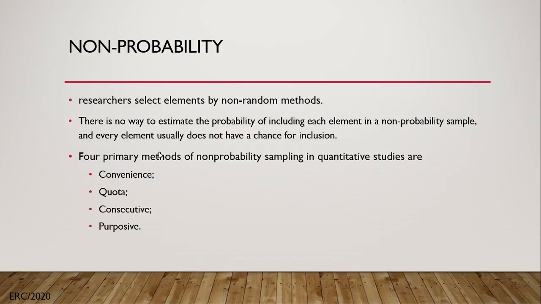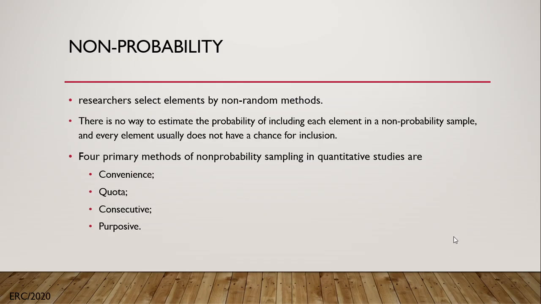non-probability sampling. When we say non-probability sampling, researcher selects element by non-random method. Okay? There is no way to estimate the probability of including each element in a non-probability sample, and every element usually does not have a chance for inclusion. Okay, non-probability sampling is often associated with case study research design and qualitative research.